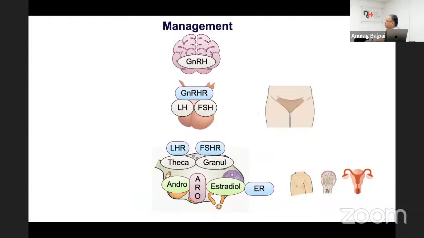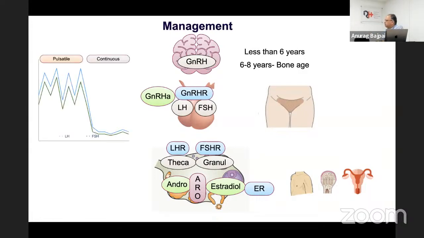Quickly about management. So the options of course are that we will have to basically treat as central precocious puberty. If there is an early onset, the main reason for treatment is for height. So onset below 6 years, 6 to 8 years with advanced bone age, you will need treatment in that regard. You give GnRH analog, which causes continuous exposure, resulting in desensitization. So this is the continuous one, which improves with that.